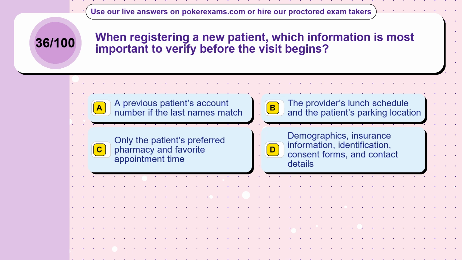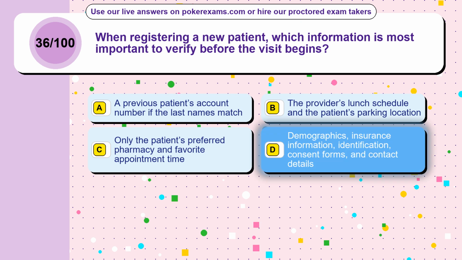Question 36. When registering a new patient, which information is most important to verify before the visit begins? Option A. A previous patient's account number if the last names match. Option B. The provider's lunch schedule and the patient's parking location. Option C. Only the patient's preferred pharmacy and favorite appointment time. Option D. Demographics, insurance information, identification, consent forms, and contact details.